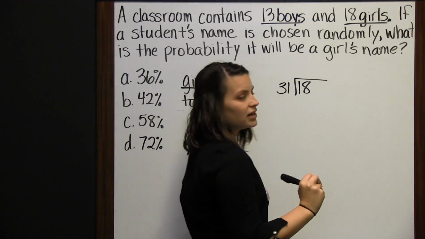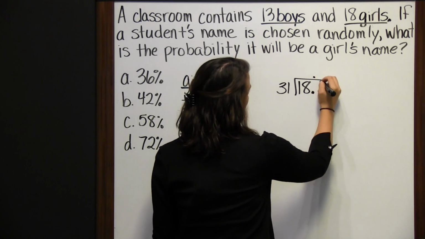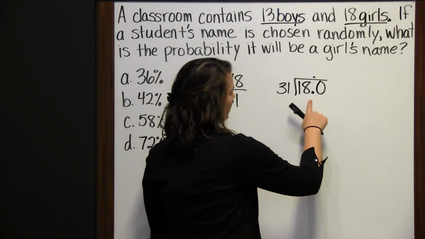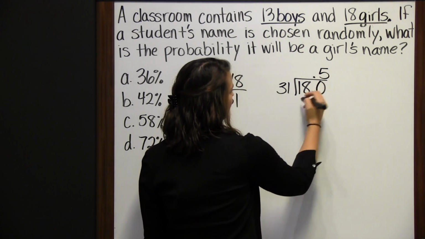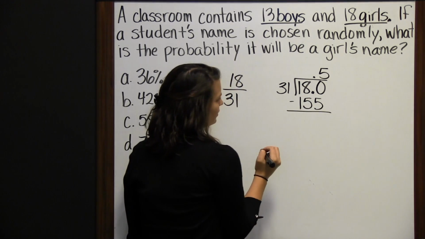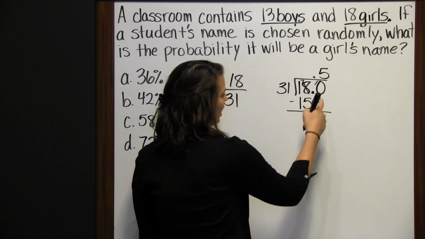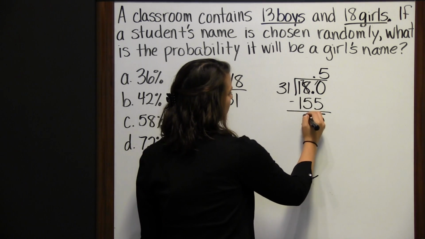31 can't be divided into 18, but we can add a decimal and a 0. 31 does go into 180 5 times. 31 times 5 is 155. Borrow from the 8 becomes a 7. Then we have 10 minus 5, which is 5. And 7 minus 5, which is 2.